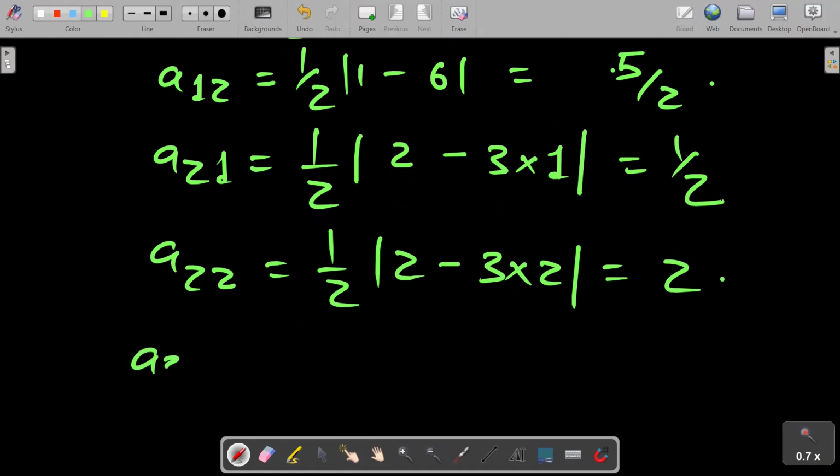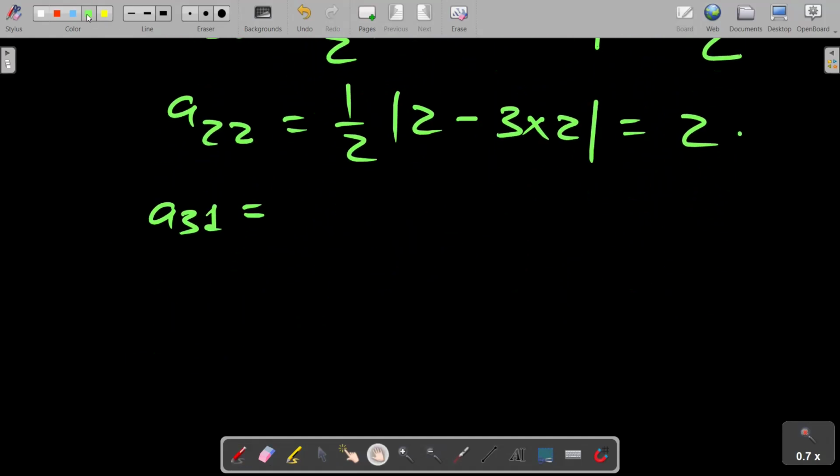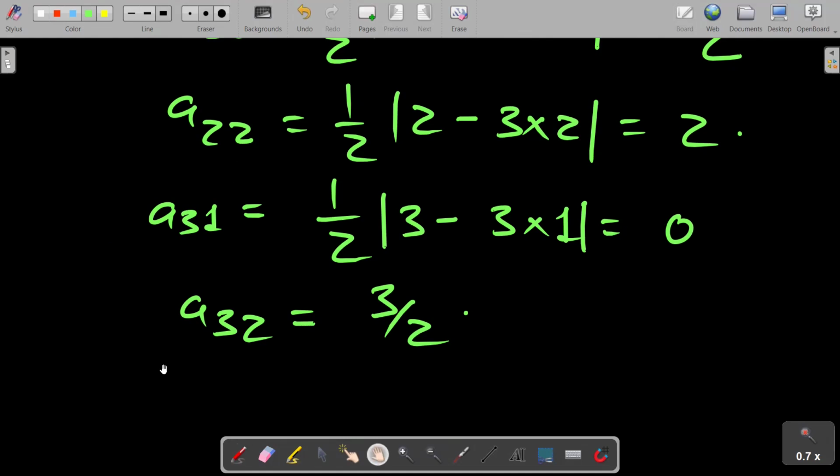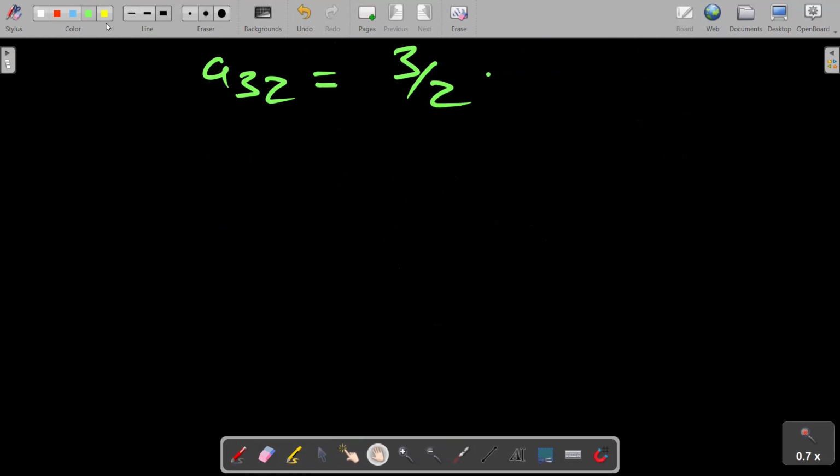And if you calculate A31, it will be half |3 - 3 into 1|. It will be 0. And similarly, if you calculate A32, it will come out to be 3 by 2. So we have got all our aij. So now we will put them in the matrix that we have constructed of 3 rows and 2 columns.